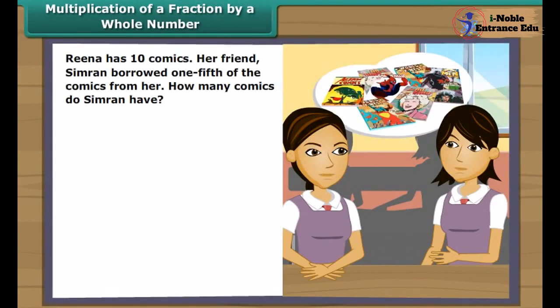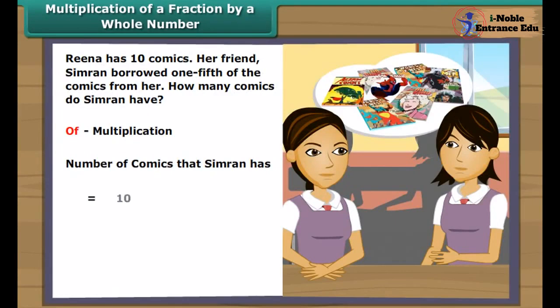Reena has 10 comics. Her friend Simran borrowed 1/5 of the comics from her. How many comics does Simran have? Friends, remember, "of" means multiplication. Thus Simran has 1/5 of 10 comics, which means 1/5 multiplied by 10, which is equal to 2. This means Simran has 2 comics.